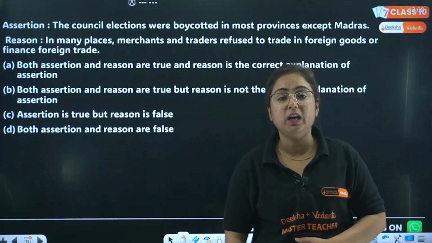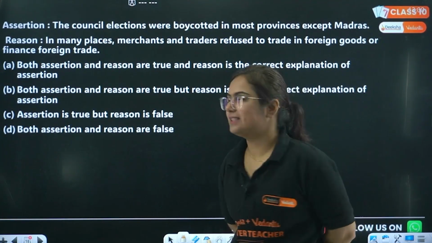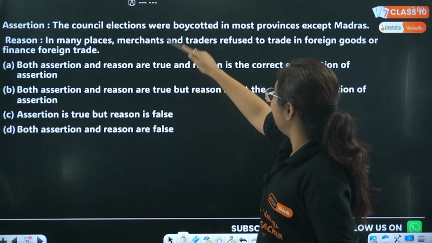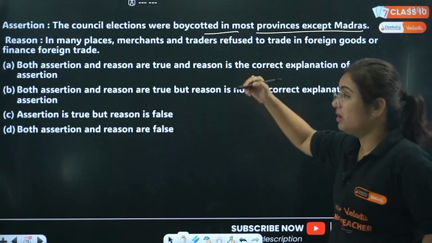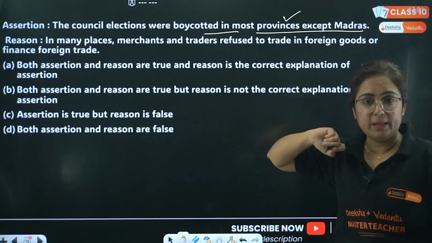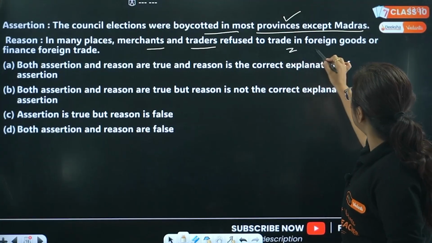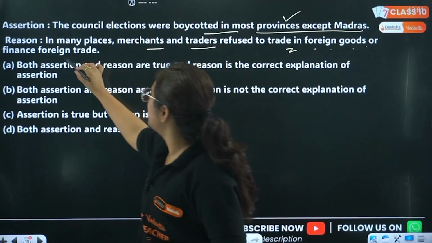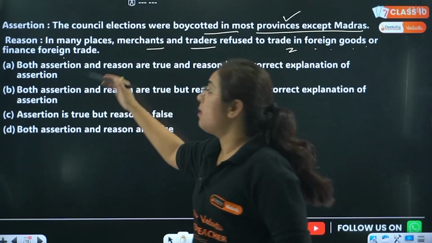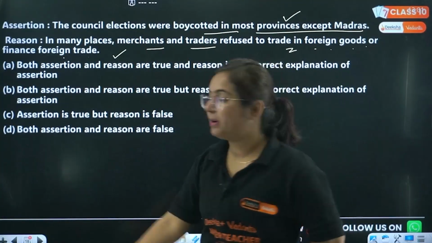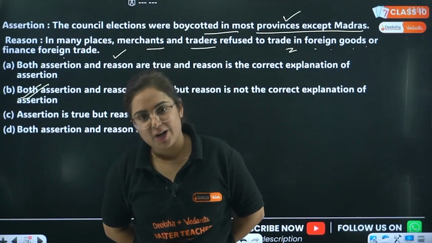We are moving towards non-cooperation movement in India. Before that, let's solve a question. The question says, assertion: the council elections were boycotted in most provinces except Madras. I just told you, yes. The reason: in many places merchants and traders refused to trade in foreign goods or finance foreign trade. Do you believe that the statement has any context? No. Both the statements are true but not the reason of each other. Hence, B is the correct answer for this question.